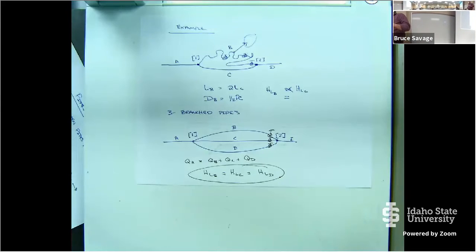If I change the flow rate somehow, if I add more pressure in pipe A, then I'm going to get more flow, and I'm also going to get more head loss. But the head loss across all 3 is still going to be the same. It's all going to be equal to each other. You have to be careful with my wording.